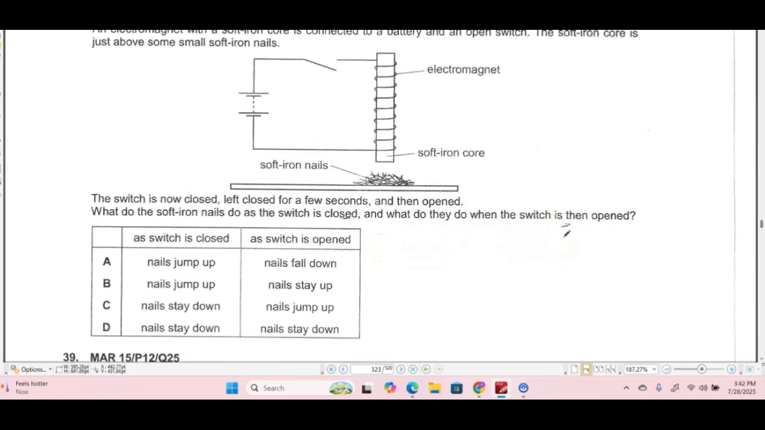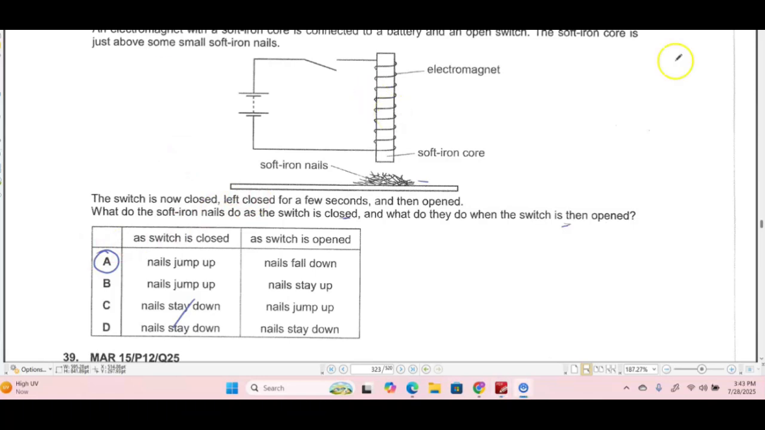They are made up of soft iron. Okay? So they are not permanent magnets. So when the switch is on, they are going to get attracted to this electromagnet, and when the switch is off, they are going to fall down. So as the switch is closed, the nail jumps up, and when the switch is open, they fall down. So A is the correct option. ठीक हो गया? अच्छा. Oh, sorry. Switch is closed.